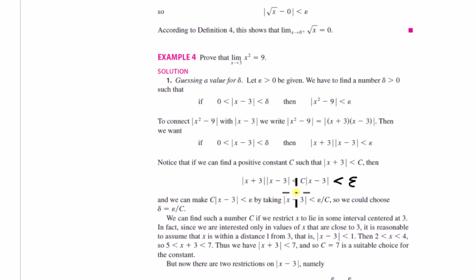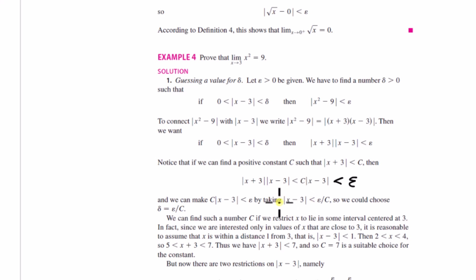Okay, so what are the conditions on C that would make this true? That would make C times the absolute value of x minus 3 always less than epsilon. Well, if C times the absolute value of x minus 3 is always going to be less than epsilon, then if you divide both sides by C, this is going to have to be true: the absolute value of x minus 3 is going to have to always be less than epsilon divided by C. And now, there we go.